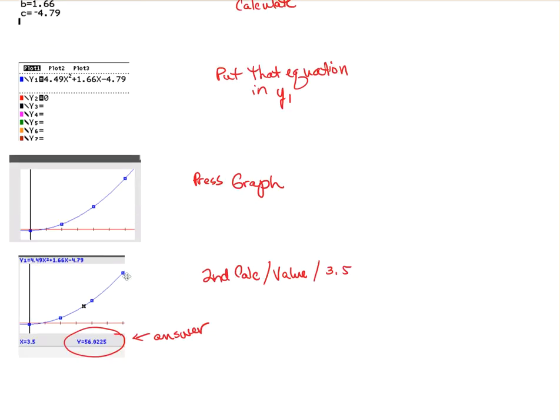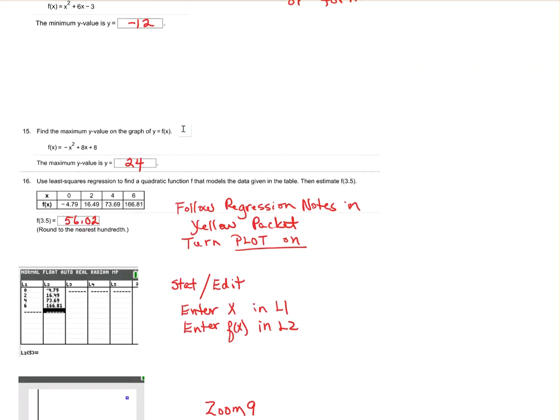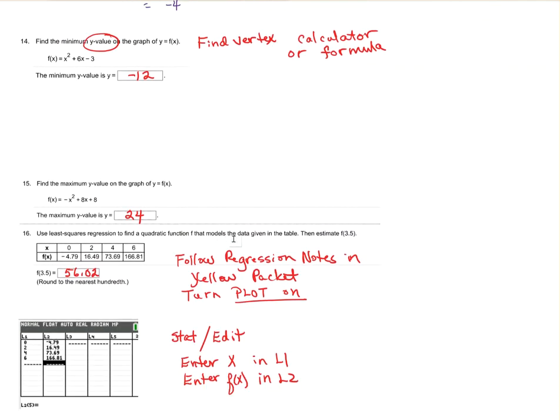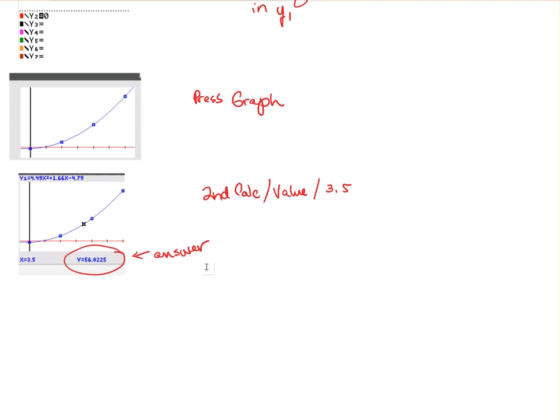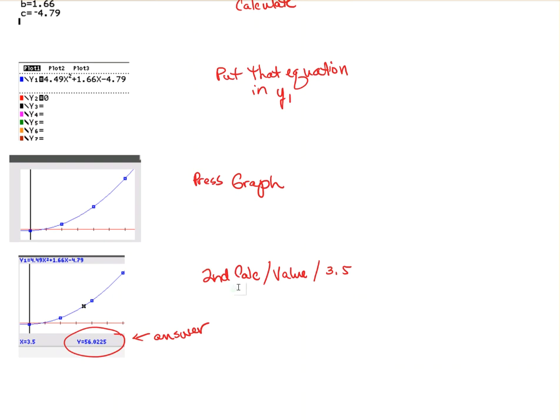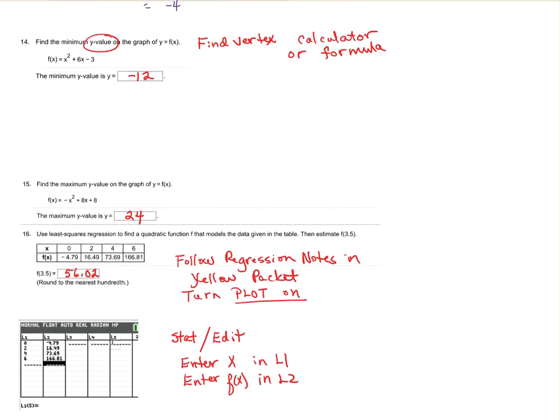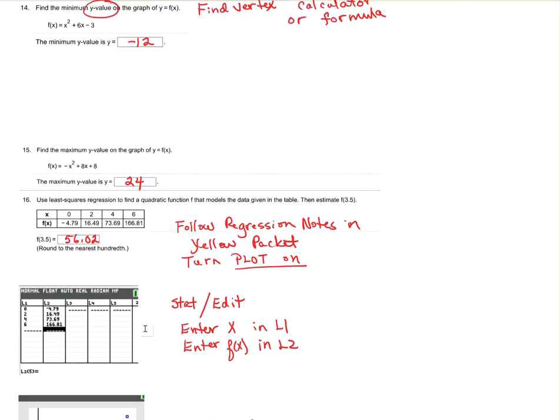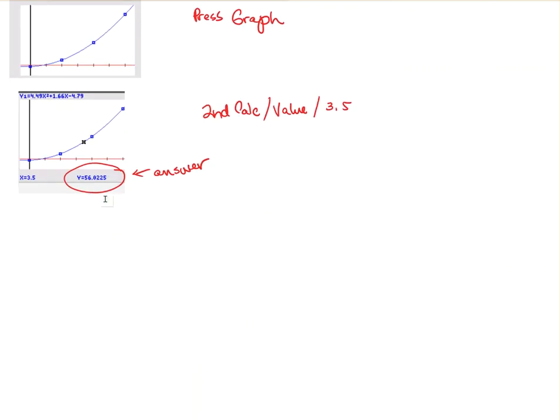All right. Now, our question said estimate f of 3.5. So now that we've got our curve, we can do second, calc, choose value, it should be the first one I think, and then put in 3.5. And f of 3.5 is here. It's the y value. And I believe it says to round to 2 places. So 56.02 is what we got out of that.